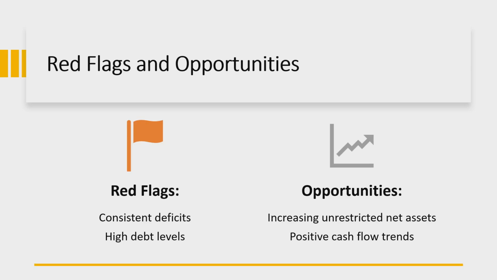Key red flags for nonprofits include consistent deficits and high debt levels, which can signal financial instability and strain on resources. On the other hand, opportunities like growing unrestricted net assets and positive cash flow trends point to increased flexibility, stronger reserves, and long-term sustainability.